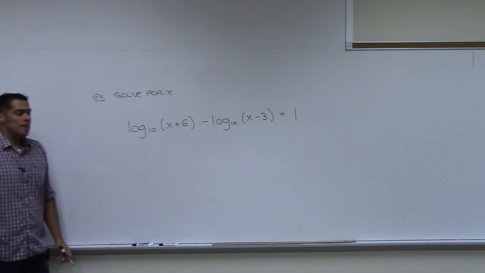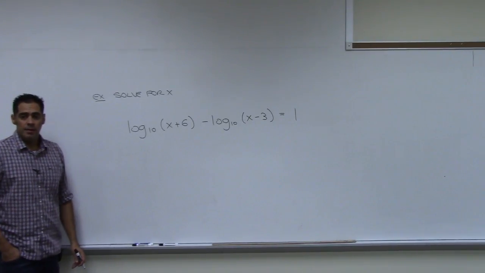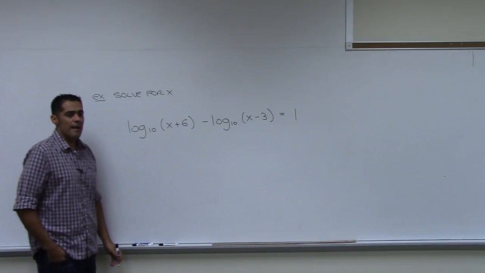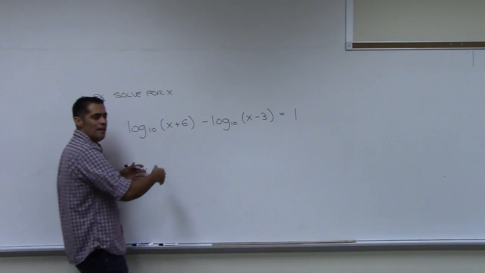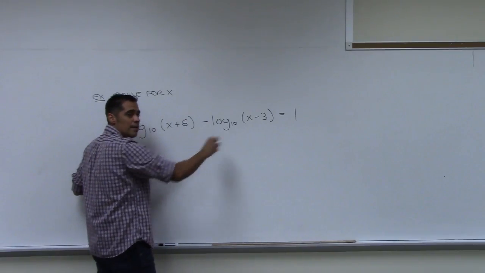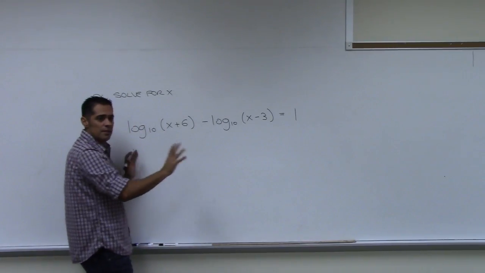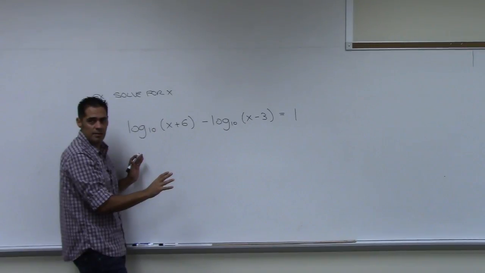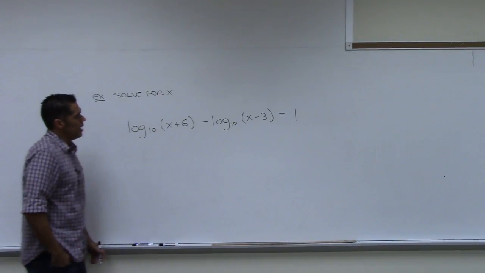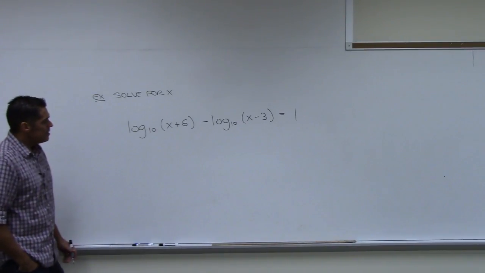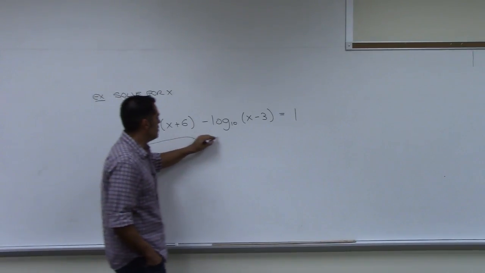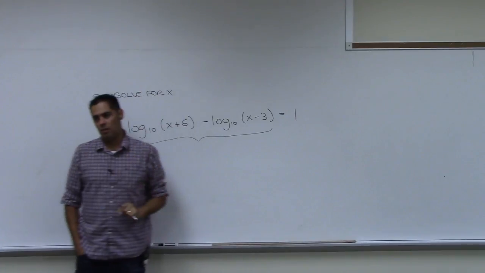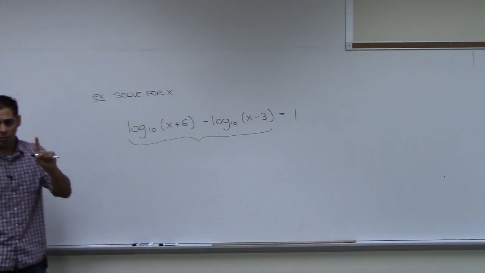All right, this problem is different than the last one in the sense that we don't have a log on one side and then a bunch of logs on the other, where we're going to try and condense so we can make them match. It doesn't look like that, right? Do y'all see that? It does not look like that. So the best thing that we could maybe try here is to see if we can put these two logs into a single log. All right, let's see if we can turn that into one log.